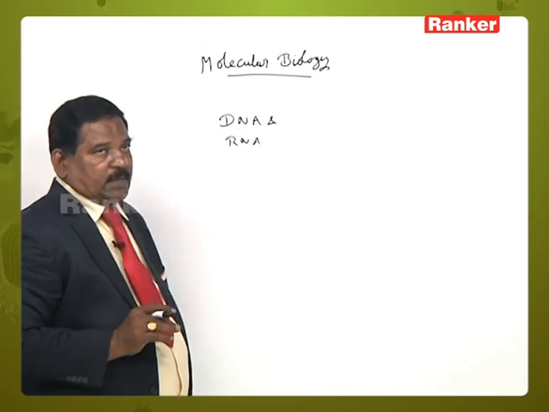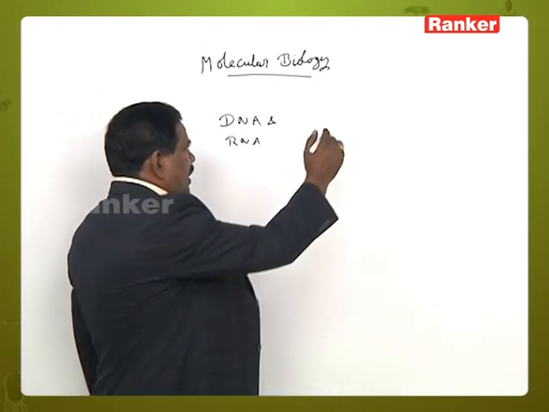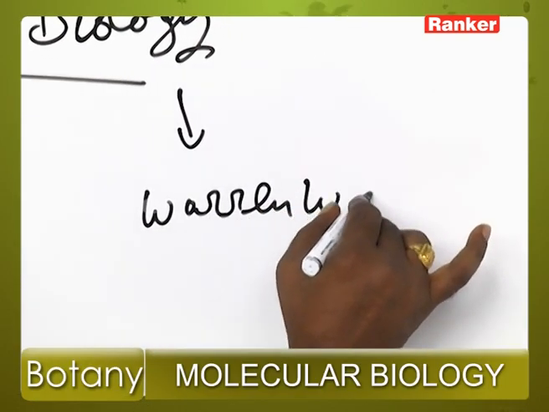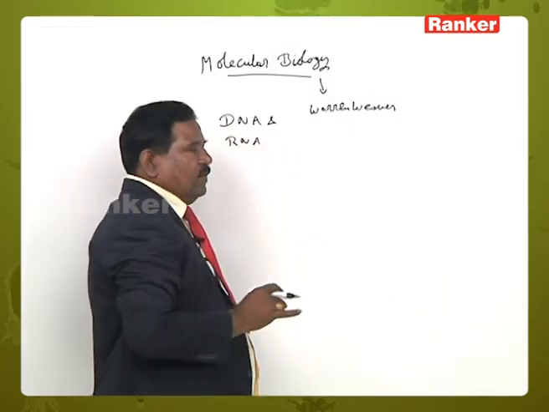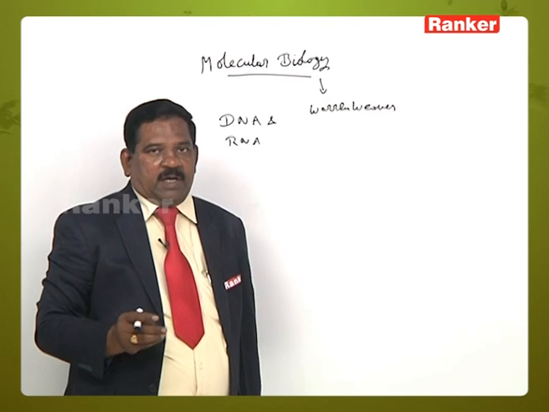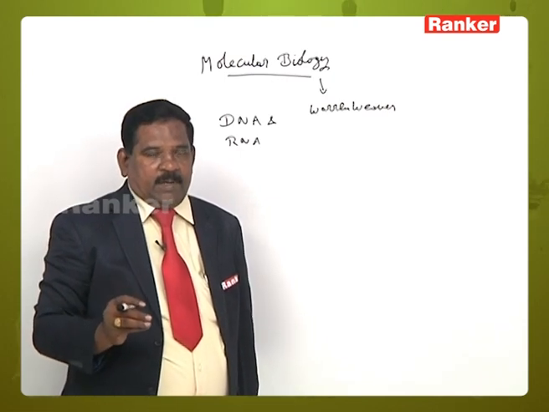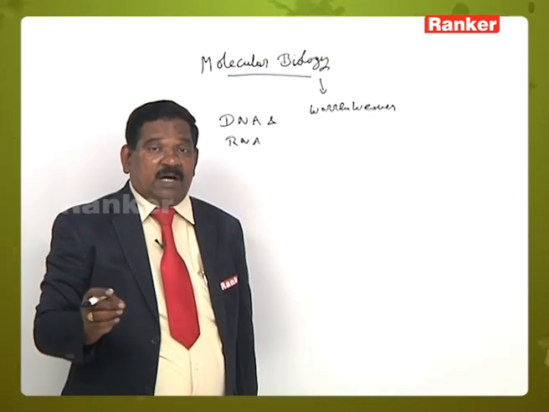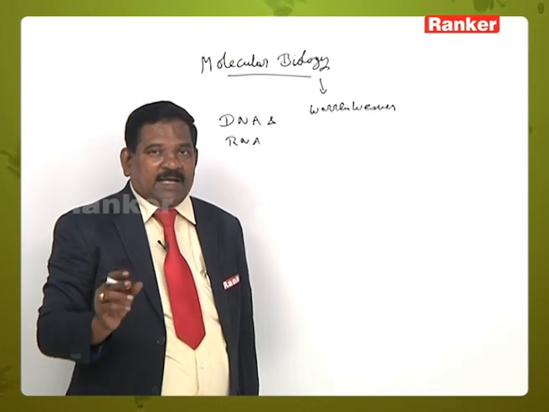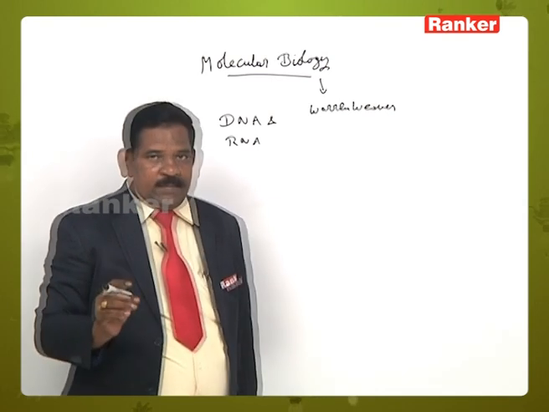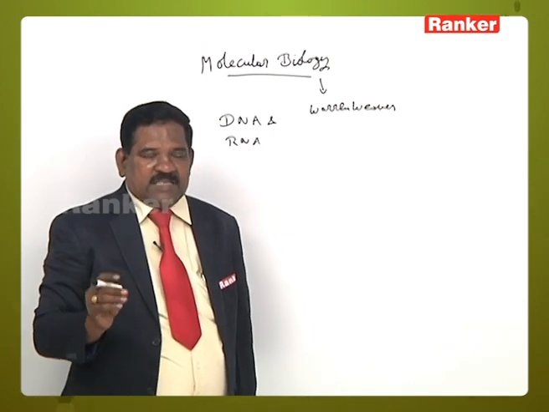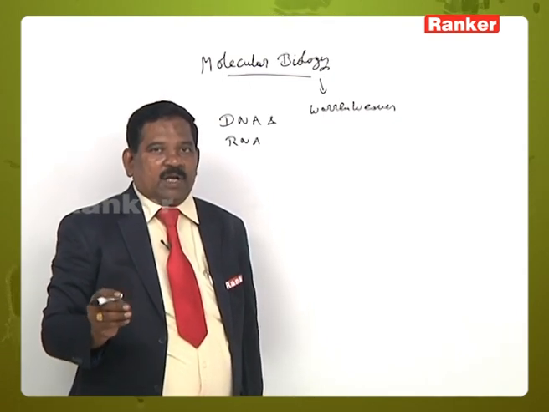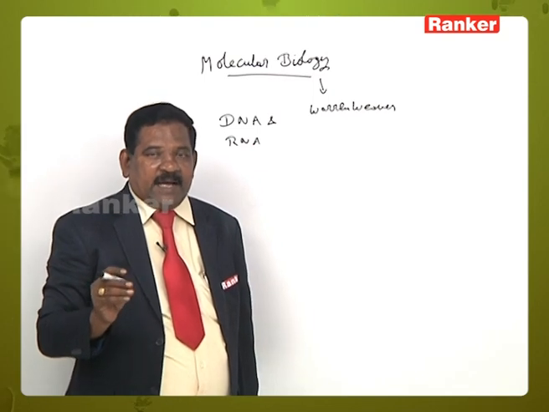Now, the term molecular biology was coined by Warren Weaver. The classical molecular biology starts after the discovery, or the proposal, of the double helical model by Watson and Crick in 1953.